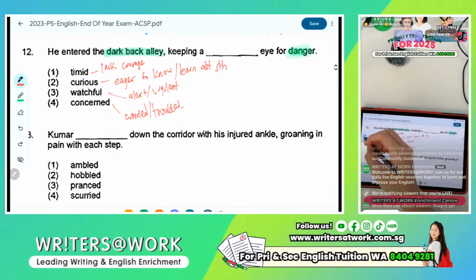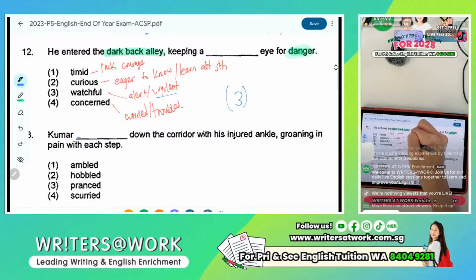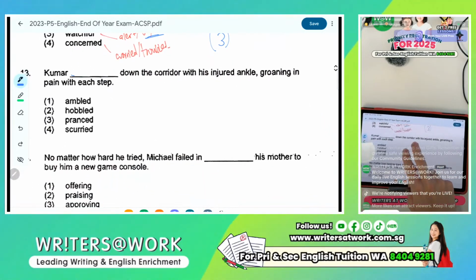And as what many of you pointed out, the answer here will be number 3, because you are on the lookout for danger. Okay, so good job, Zing Zan Zom and Hwa Yi.